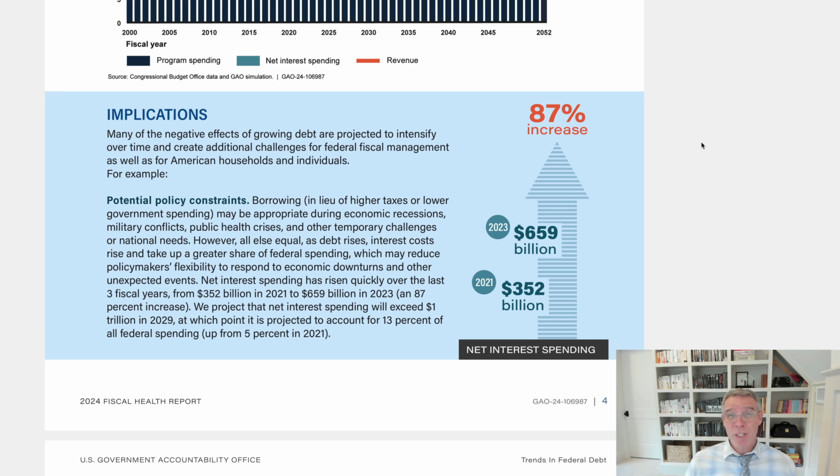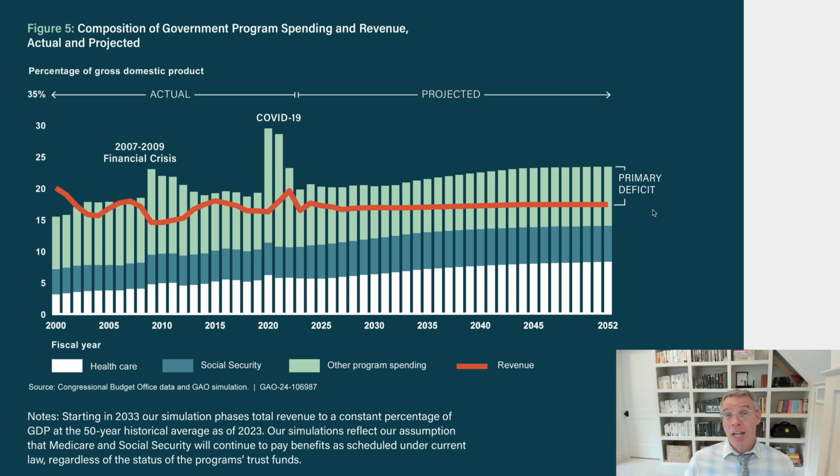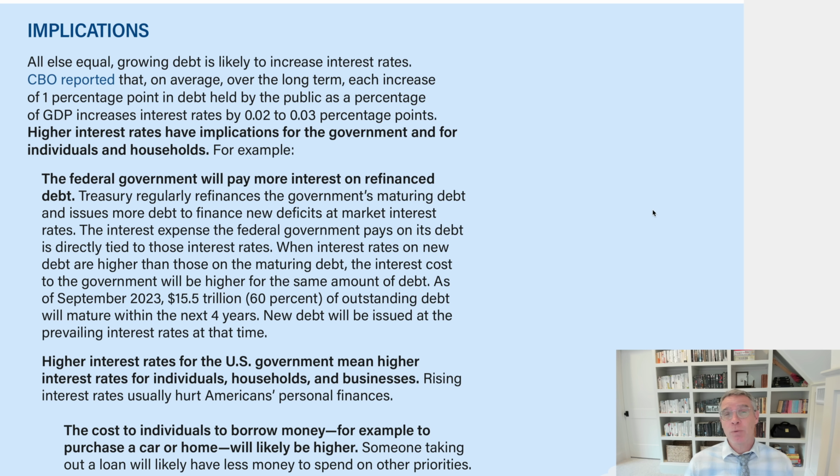Now, not only are we spending more and increasing our debt and deficit, but we're also increasing the interest payments that we're making on that debt. You'll see here that between 2021 and 2023, there was an 87% increase in the net spending on interest on the debt. And this is what the situation looks like projected out into the future in terms of percentages of GDP. What are the implications for this? Well, you can read about it in fine detail in the GAO report, but just essentially understand that as U.S.